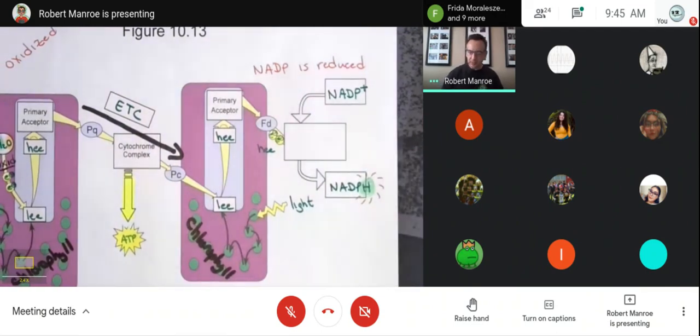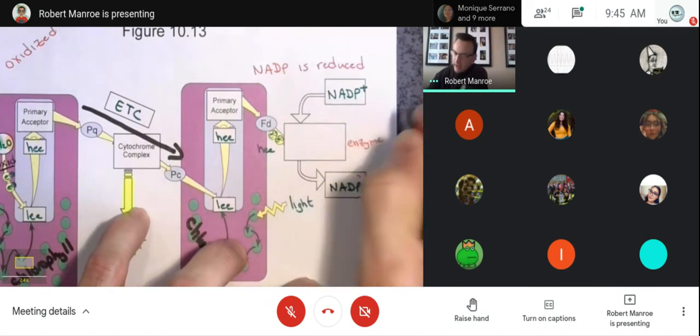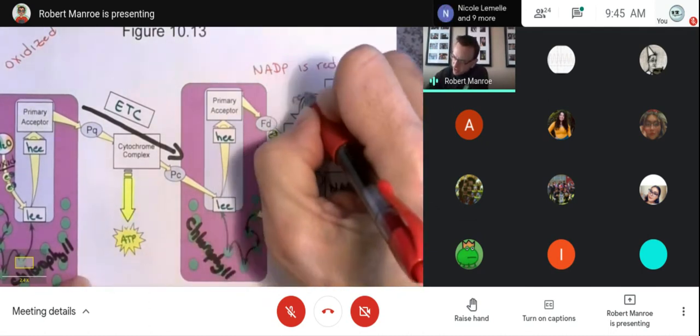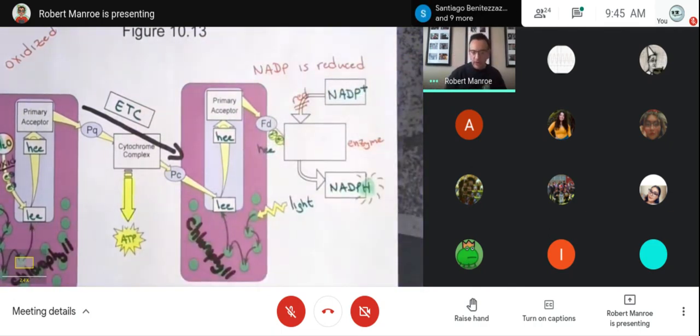It's an enzyme. This is the enzyme that reduces NADP. Okay. So think of the name of the enzyme. Let's say DNA polymerase. It ends in ase because it's an enzyme. It's a polymerase because it's an enzyme that makes polymers. It polymerizes. That's the verb, right? So it's DNA polymerase. A polymerase is an enzyme that polymerizes.